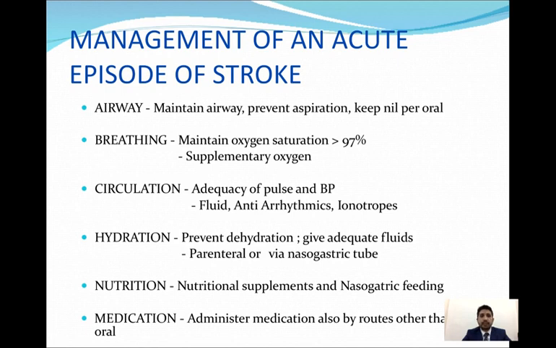Circulation. If you are not giving the patient adequate fluids by mouth, then the patient is going into hypovolemia. So to maintain the blood pressure and circulation, you can give fluids. And if the patient is not maintaining blood pressure, you can give inotropes or antiarrhythmics, whatever is appropriate according to the condition of the patient. Hydration. Then nutrition supplement. It is not needed immediately in the first 24 hours, but in the longer term, better nutrition leads to better outcome. And then medications. Try to administer medications IV rather than oral while the patient is in hospital.